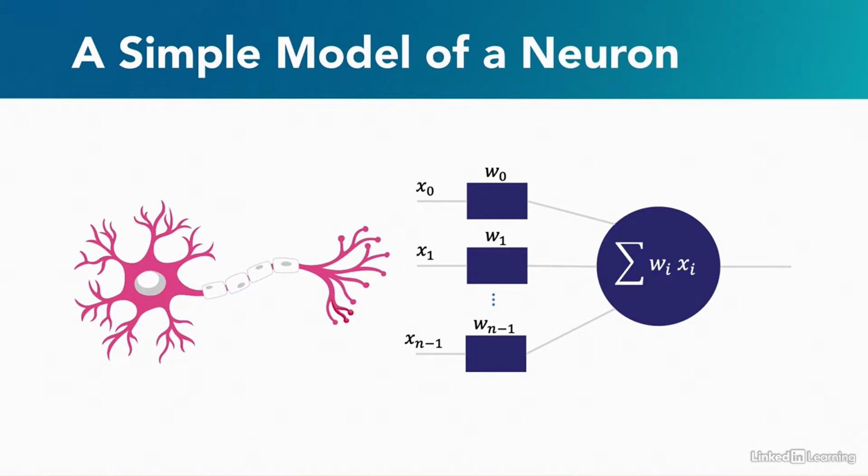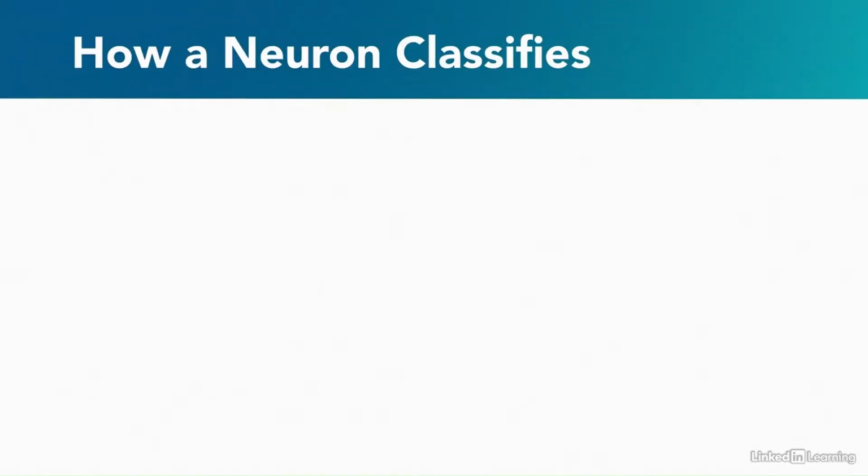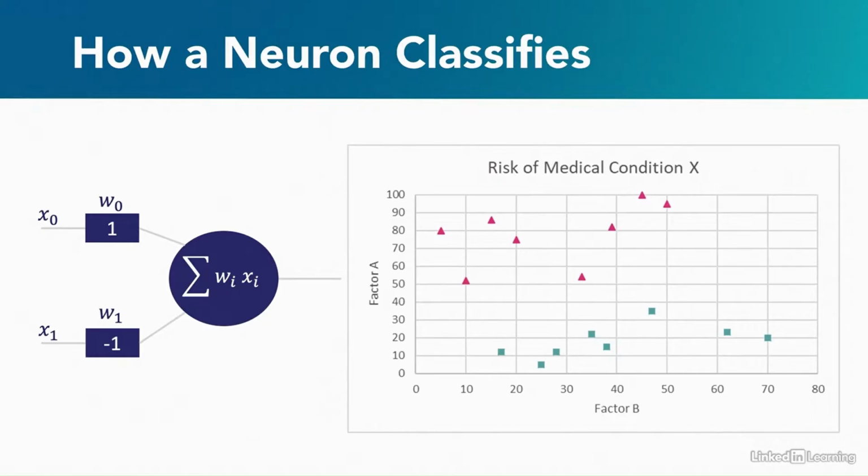Let's call them W0 through Wn-1. Next, the computation performed in order to fire or not is a simple weighted sum, as shown inside the circle. And that's exactly what our output will be. Here's an example of how a neuron would help us classify.